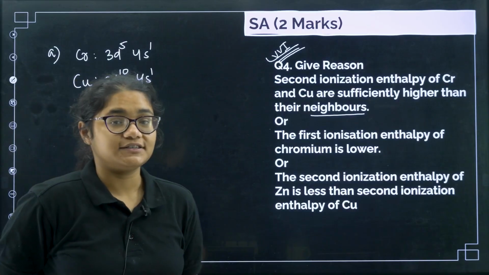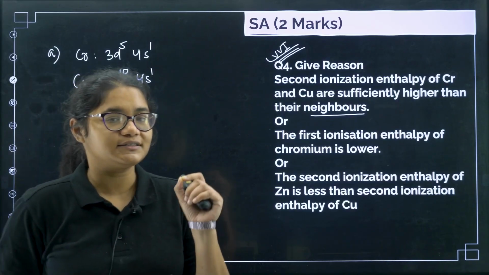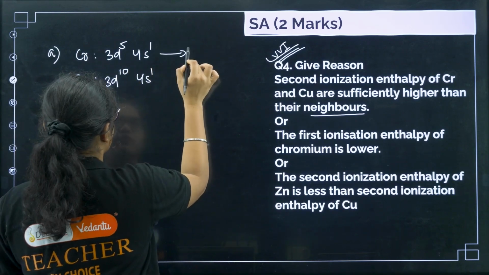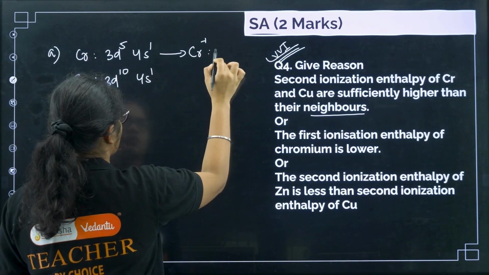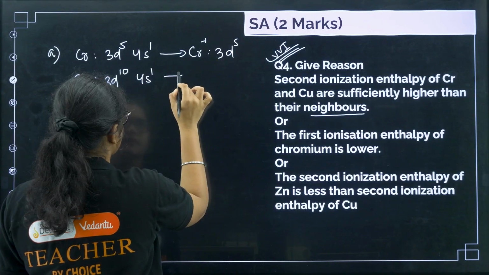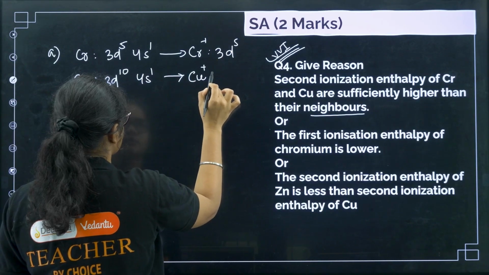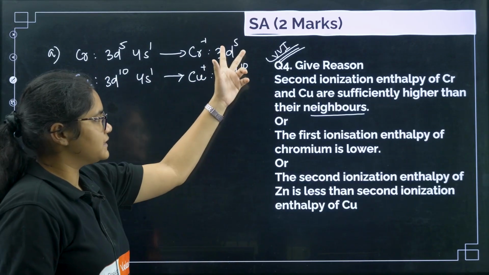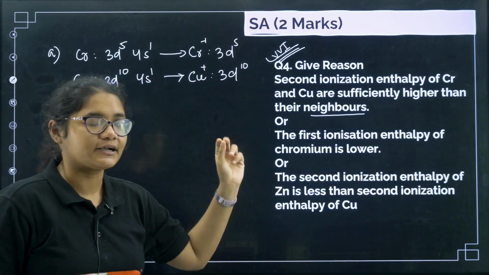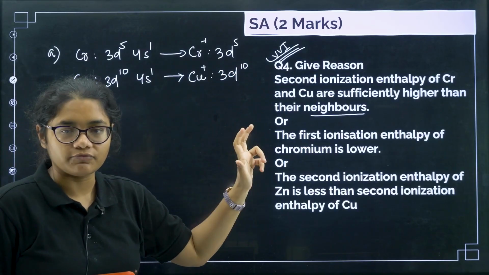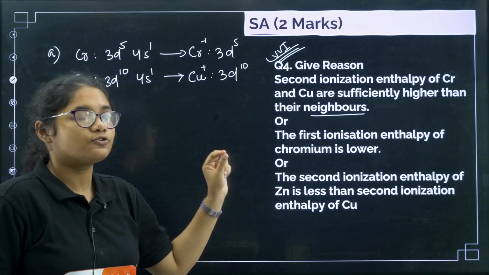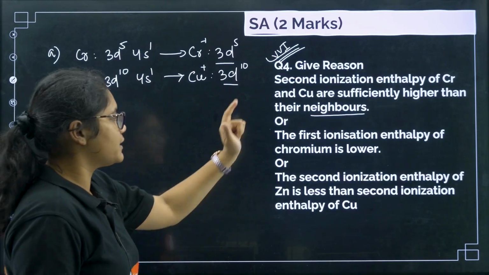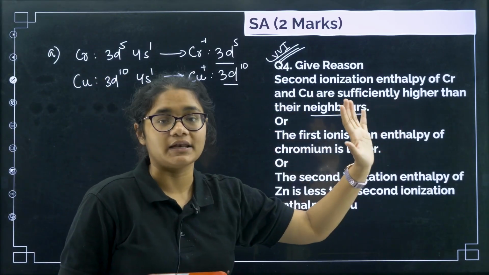The second ionization enthalpy means already one electron is removed. If I remove one electron from here, I'll get Cr+, and the configuration will be 3d5. And from here, if I remove one electron, I get Cu+ and the configuration is 3d10. Now, can you see something special about these configurations? These are exactly half-filled and fully filled configurations, which are very stable. So to remove an electron from these configurations, you will require more energy. That is why the second ionization enthalpy is very high.